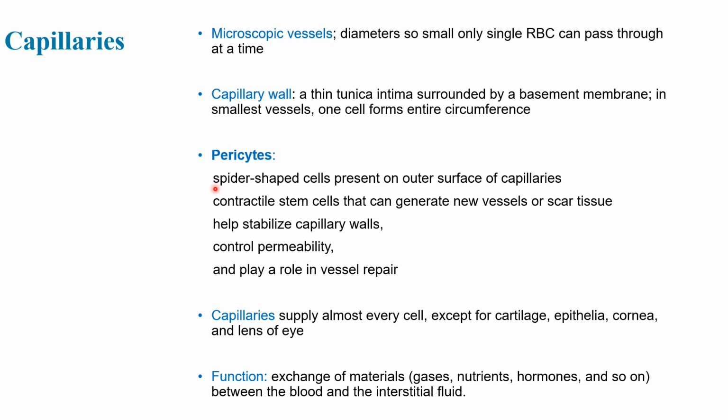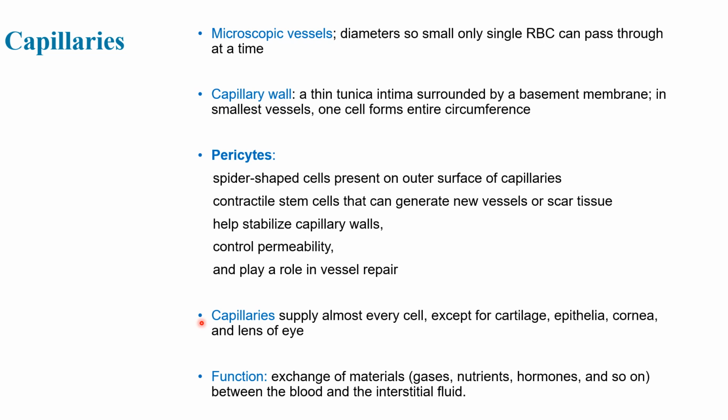What are pericytes? They're spider-shaped cells present on the outer surface of the capillaries, and they are part of the contractile stem cells that can generate new vessels or scar tissue. So when there is an injury, these are the stem cells, and they can generate new vessels and scar tissue. They help stabilize the capillary wall since they are so thin, and they also control the permeability of the capillaries. And I already said that they play a role in vessel repair.